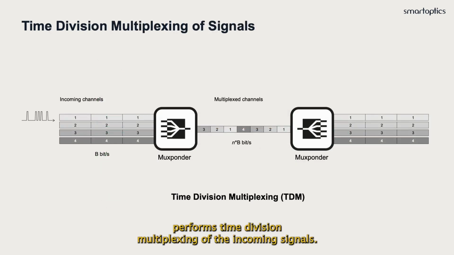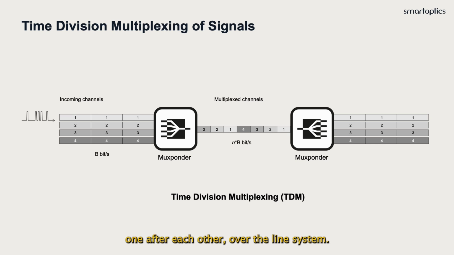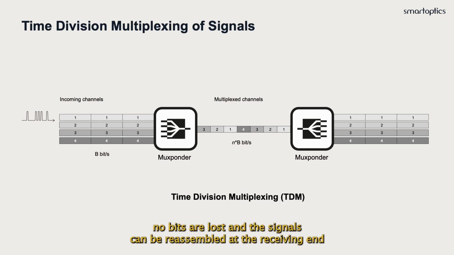The muxponder performs time division multiplexing of the incoming signals. The incoming bits from each client are queued and then sent in series, one after each other, over the line system. Thanks to the higher data rate of the line system, no bits are lost, and the signals can be reassembled at the receiving end again.